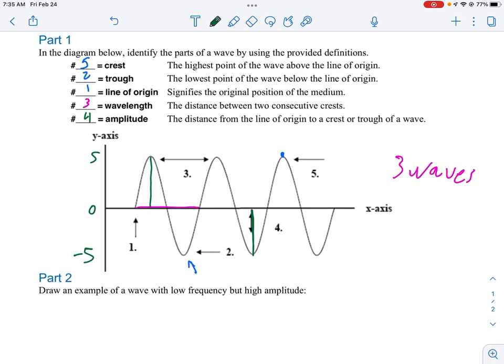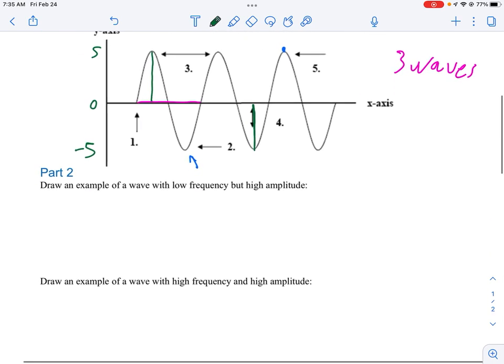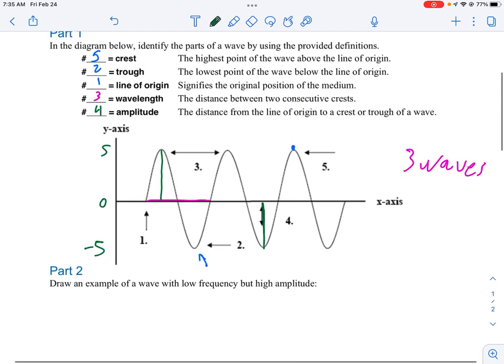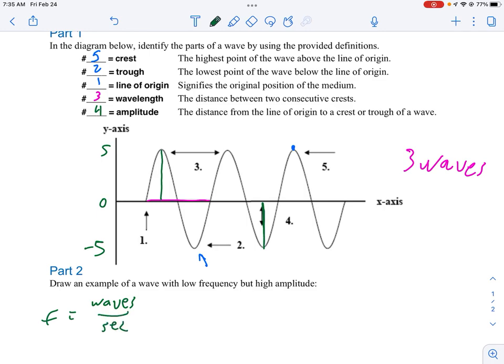And then another concept we need to know for waves is frequency. So frequency is basically how many waves are going by per second. So in this example, let's say that this was a picture or a video of a wave that happened over 1 second. Well, frequency is basically waves per second, right? So you would have something like F equals waves per second. Well, we just said that we had 3 waves here. So our frequency would be 3 waves for every 1 second. So our frequency would be 3.